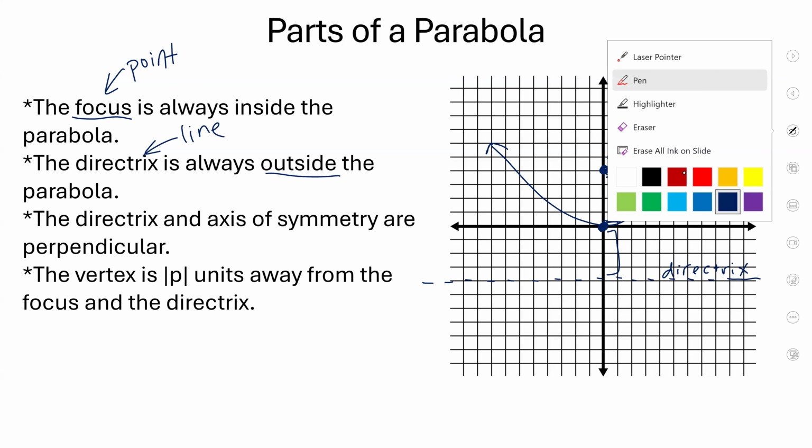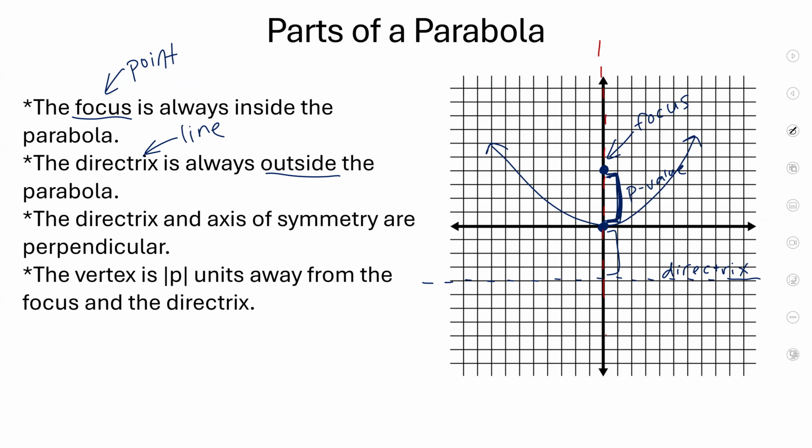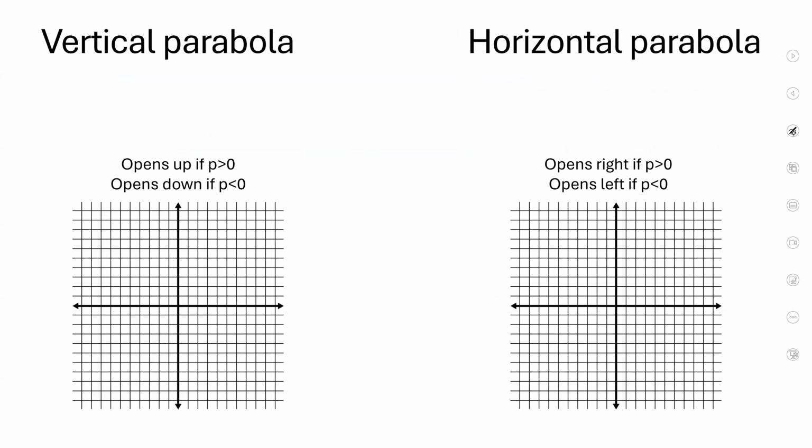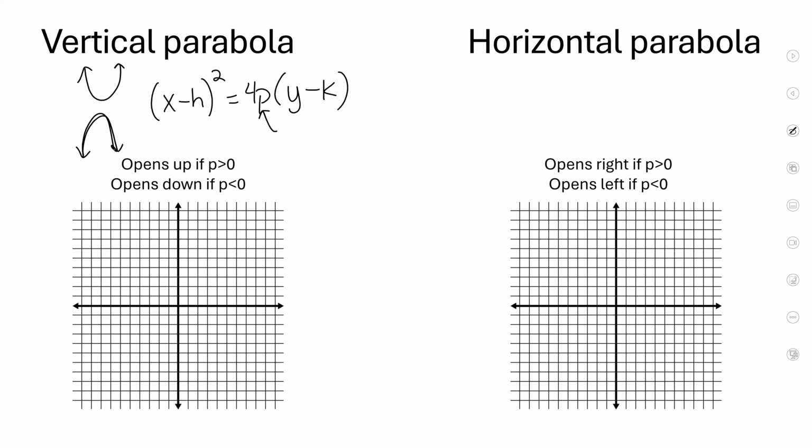Okay, your axis of symmetry, this is what splits your graph right down the middle. Your axis of symmetry is always perpendicular with the directrix. So let's look at the equation. If your parabola is facing up or down, your equation is this: x minus h squared equals 4p times y minus k. If your p-value is positive, it will open up. If your p-value is negative, it will open down. So if it is pointing down, that means your focus is in here and your directrix would be out here.